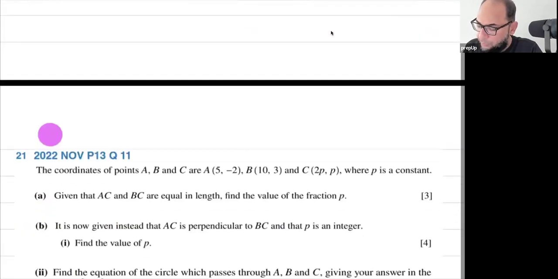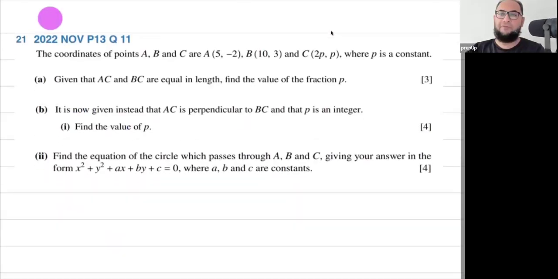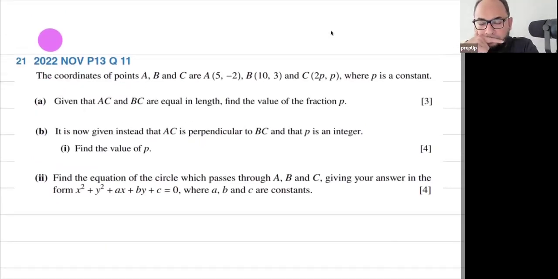Okay. Now let's read this question. Have a good look at it. I'm just pausing a bit so that you can perfectly read it.